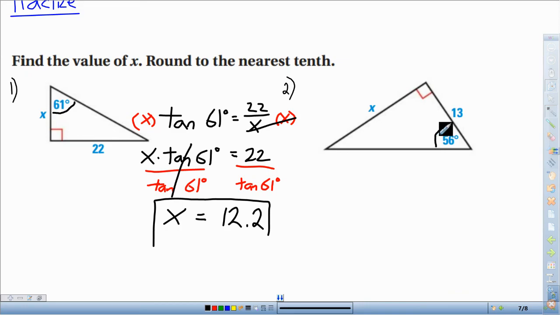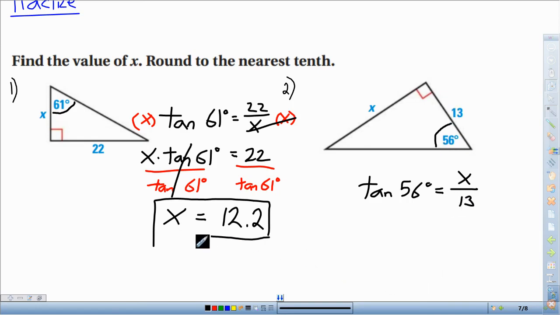Okay, moving on to number 2, same idea. We are using this angle they're providing us. We have the side length opposite. We have the leg adjacent. So we know we're using tangent. So tangent 56 degrees equals the side length opposite, which is x, over the leg adjacent, 13.